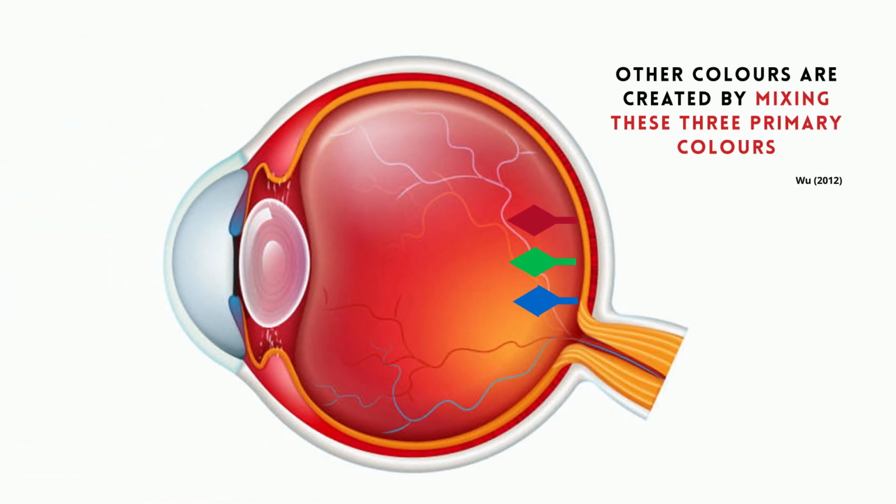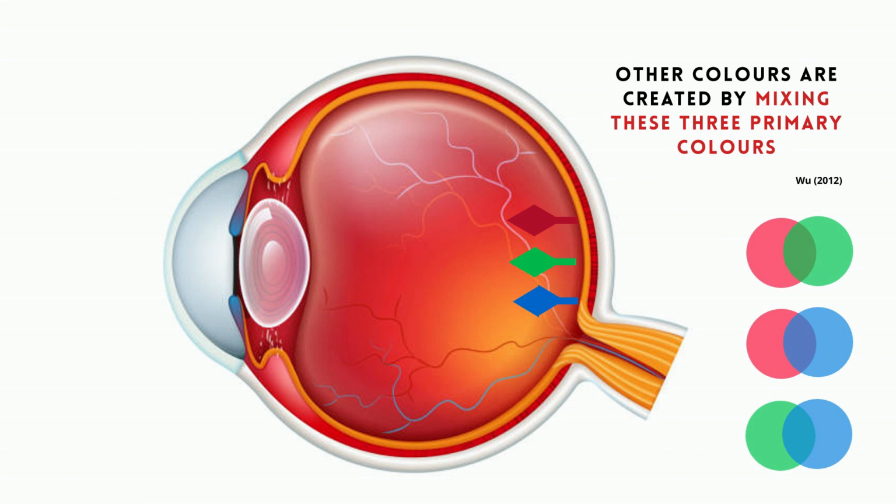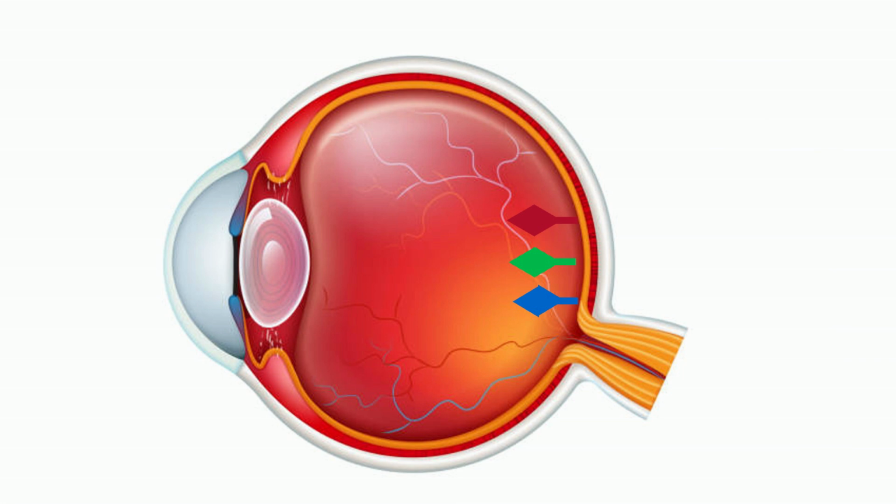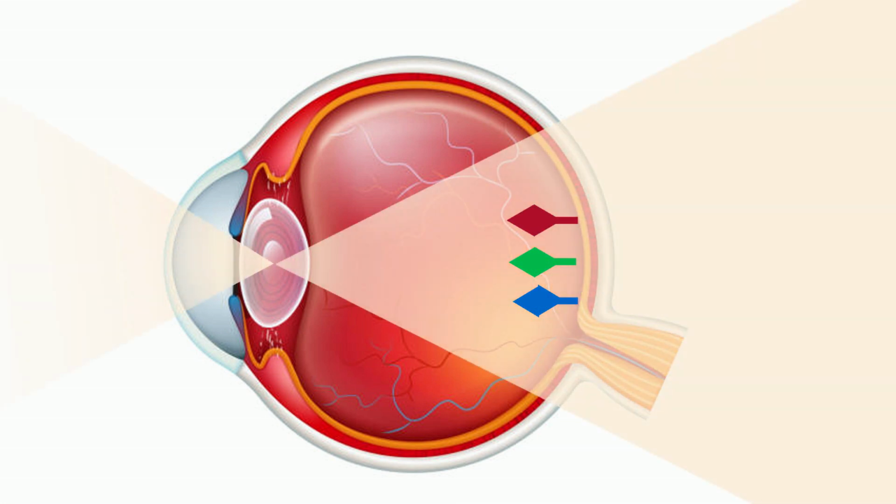This theory suggests that by mixing the primary colors blue, green, and red, a perception of other colors is created. For example, if the light entering our eyes stimulates the cones that are most sensitive to red and green light, we see the color yellow. If the blue cone and the green cone are stimulated, we see the color cyan. If all the cones are stimulated, we see the color white.